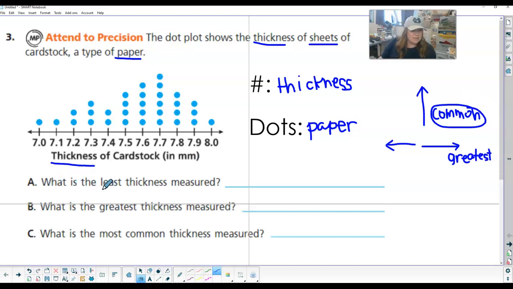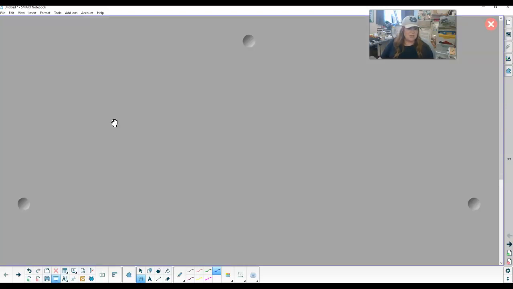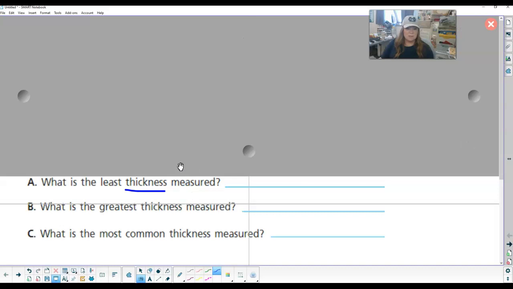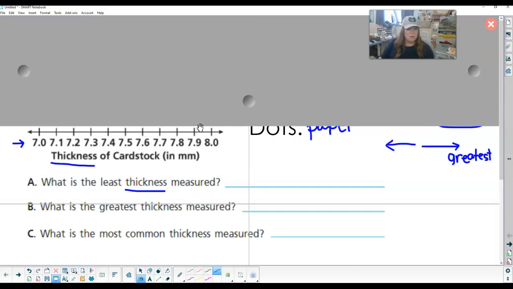Okay, so this says, what is the least thickness measured? It doesn't say what's the least common, so we're not going down. We're saying which one is the smallest piece of paper measured. So thickness comes from these numbers, so my answer should be from the number line. If I just cover up the dots, because we don't need those right now, what is the smallest number on the number line? So for A, we want to know the smallest number on the number line.